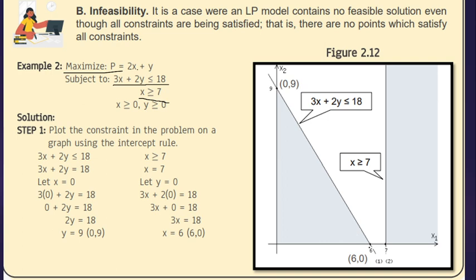So that means, pag walang intersection point, walang feasible region. Walang feasible solution. So, walang sagot. Infeasibility.